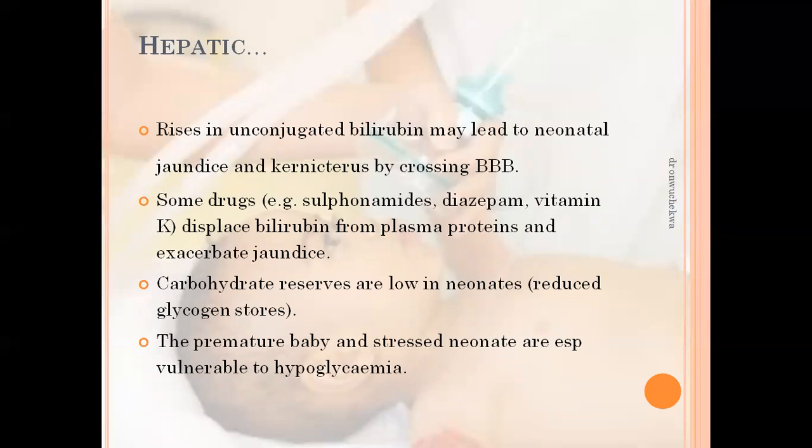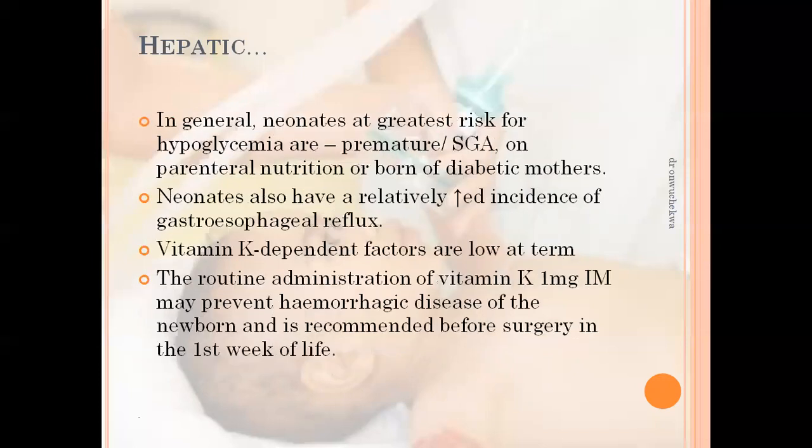Carbohydrate reserves are low in neonates because of reduced glycogen stores. So the premature baby and the stressed neonates are especially vulnerable to hypoglycemia. In general, neonates at greatest risk for hypoglycemia are premature neonates, those small for gestational age, neonates on parenteral nutrition, or those born to diabetic mothers.